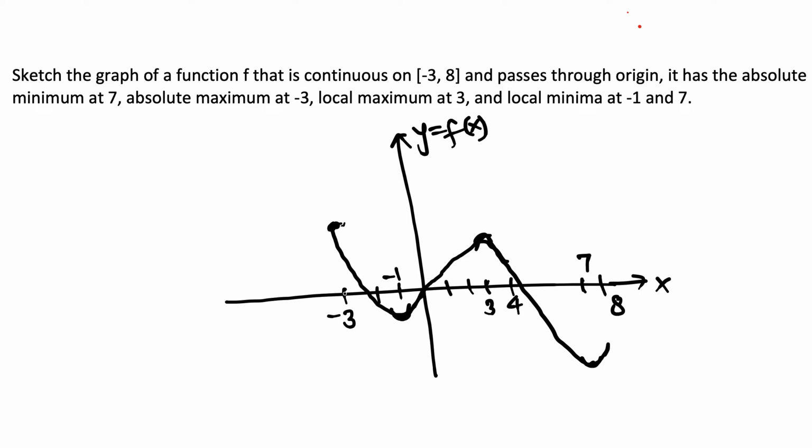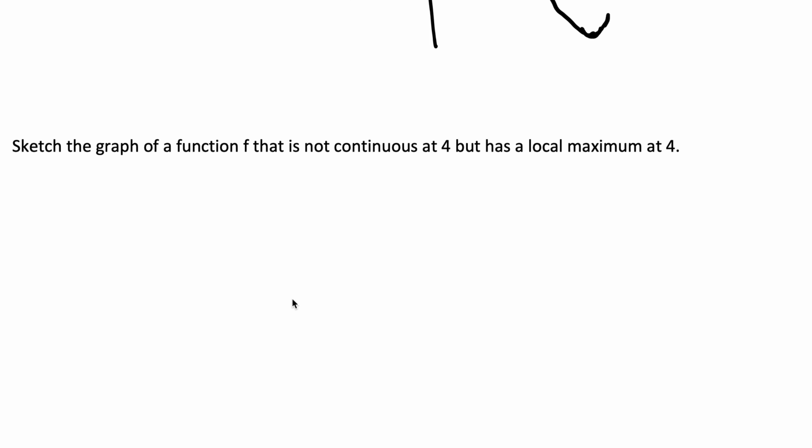It's continuous from -3 through 8. The graph is everywhere on -3 through 8, and passes through the origin. Yep. Absolute minimum at 7, that's the lowest point. Absolute maximum at -3, that's the highest point. So we need to put a dot here because it's the last point. Local maximum at 3, we got this local maximum. Okay, and local minimum at -1 and 7. Okay, so this should be smooth, not like that. So okay, let's move to the second.